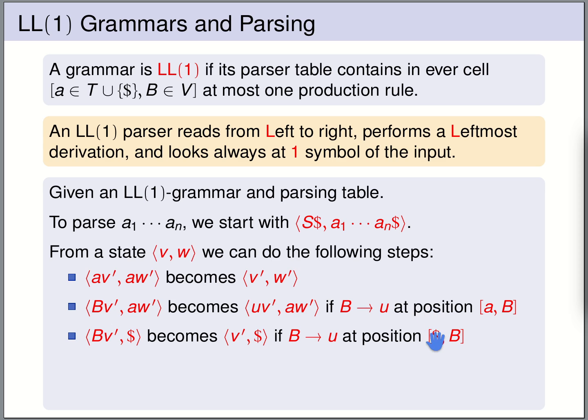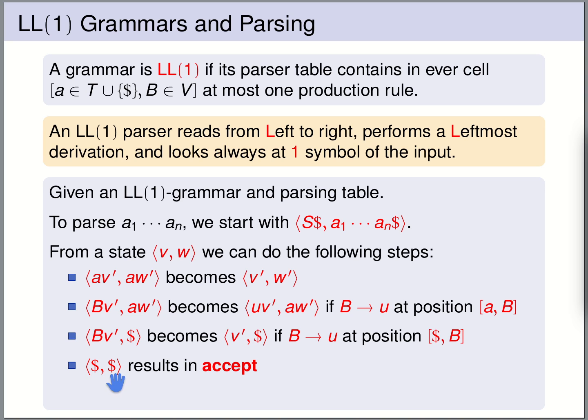However, if the input is $, then we anyway know that we want to derive the empty word. And the only rules that can be in the column $ are those rules where the right hand side of the rule is erasable, so rewrites to the empty word. And this is anyway what we want to do here. We want to rewrite this left side of the pair to the empty word. And if there is a rule at this position in our parser table, then this means B can be rewritten to the empty word, so we can immediately drop B.